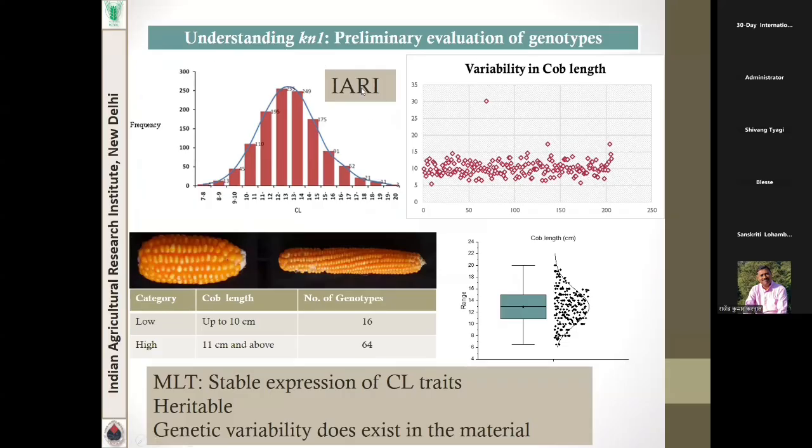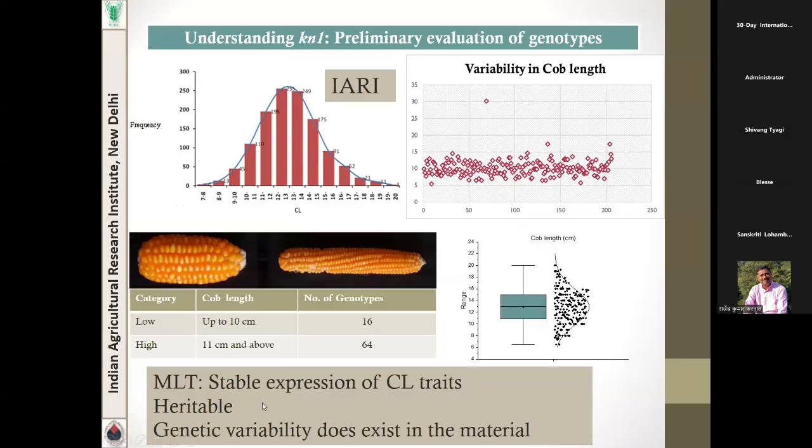In the preliminary evaluation of the germplasm available at IRI, there were ranges of cob length. Earlier I showed the ranges of kernel row numbers. Now for the same population we studied cob length, which ranged from 7-8 centimeters up to 20 centimeters. So we categorized this into a low cob length category and a high cob length category. You can see there is plenty of variability available, starting from 5, 6 to 8 centimeters, and up to 21 centimeters or more in the length of the cob.